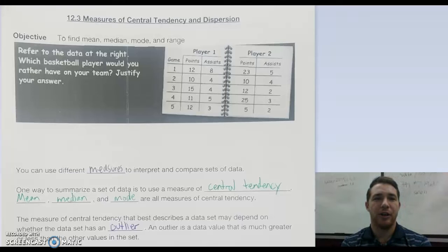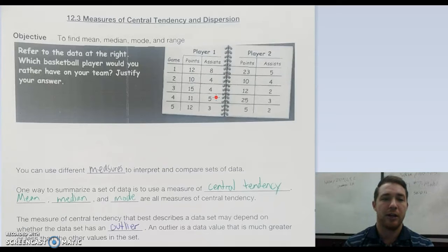Adding some more measures in 12.3 measures of central tendency and dispersion, we're going to be looking at mean, median, mode, and range, and that's going to help us describe some of the data we've already looked at. So that first question up at the top is a different way to look at two different sets of data, and we're going to be later on comparing these kinds of sets.